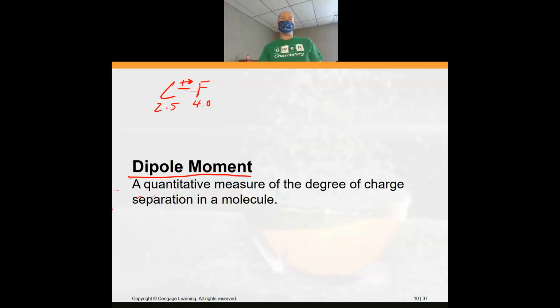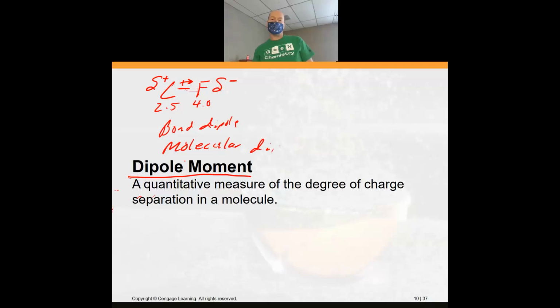All right, and so that means that since the electrons are closer to the F, it has a partial minus, and then whatever it is connected to, in this case a carbon, would be a delta plus. And so this is a bond dipole. We are going to do a dipole moment for a molecule. We're going to have what is called a molecular dipole, and that is for an entire molecule. A bond dipole is for each individual bond. The molecular dipole is for an entire molecule.